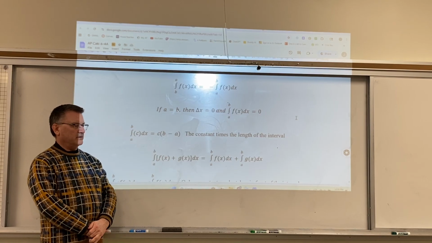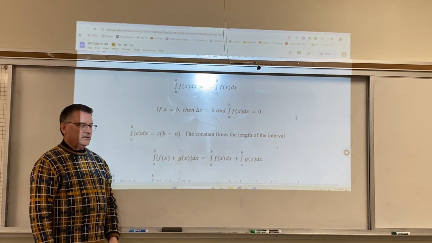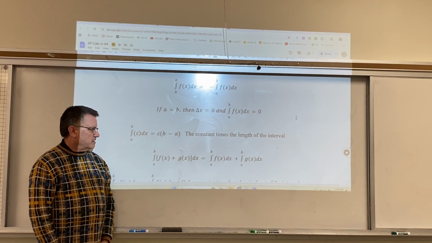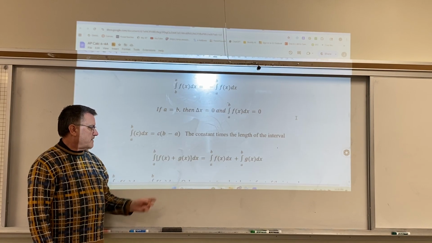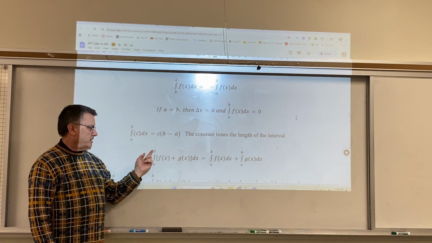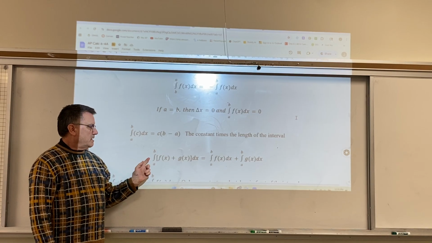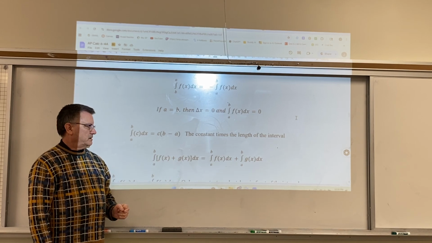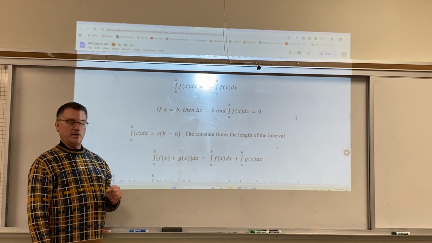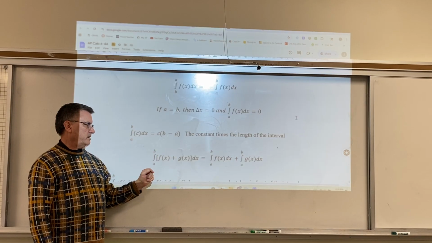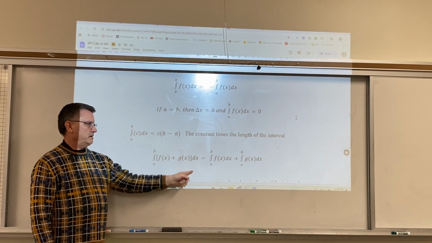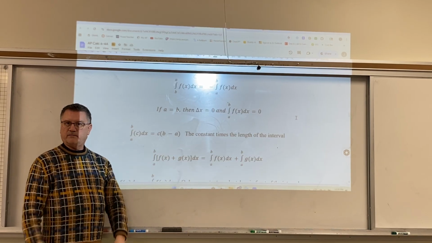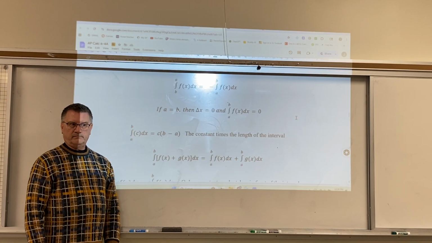It's also in the textbook, all these rules, but they're pretty much common sense. Hey, if I want to take the integral from A to B, as long as they're not the same thing, of two different functions added together, I can break them up. I can take the integral of this one from A to B and the integral of this one from A to B, and then add the two answers together. That'll be helpful.